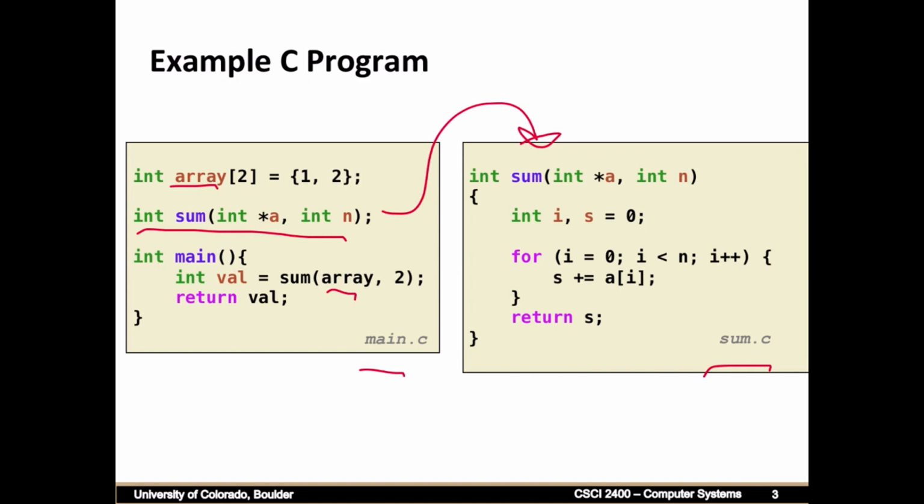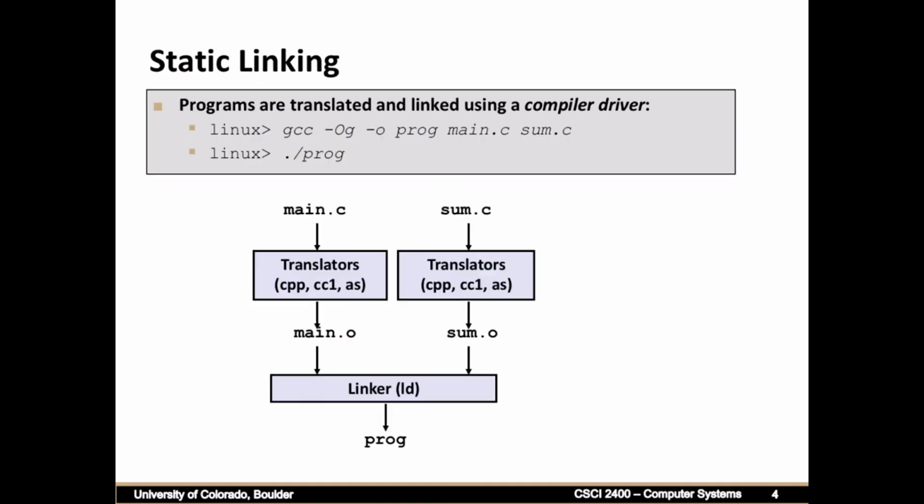Overall, in the second file, we actually declare the body of the sum function, the declaration of which was declared in the first. When we compile both of these files, we can combine them. We can do it on one GCC command line. So here we're saying compile both main.c and sum.c, and then I want to produce a file named program out of that.